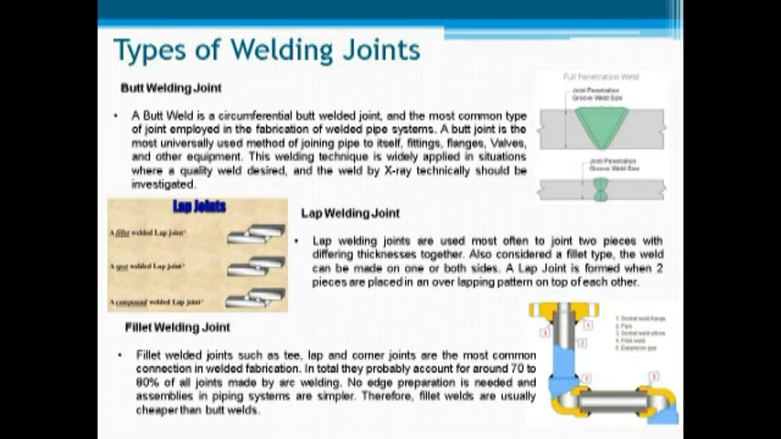Lap welded joint. Lap welded joints are used most often to join two pieces with different thickness together. To consider a fillet type, the weld can be made on one or both sides. A lap joint is formed when two pieces are placed in an overlapping pattern on top of each other. Fillet welding joint. Fillet welded joints such as T, lap, and corner joints are the most common connection in welded fabrication. In total, they probably account for around 70 to 80% of all joints made by arc welding. No edge preparation is needed, as assemblies in piping systems are simpler. Therefore, fillet welds are usually cheaper than butt welds.